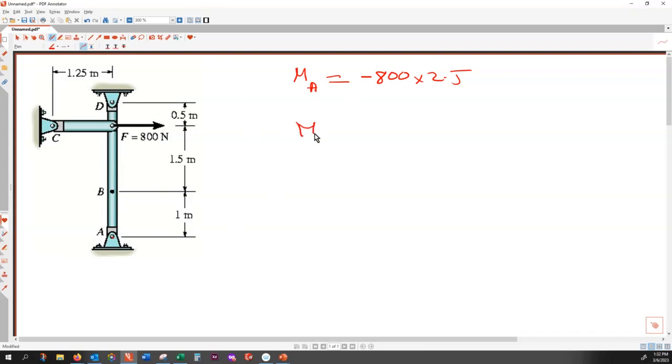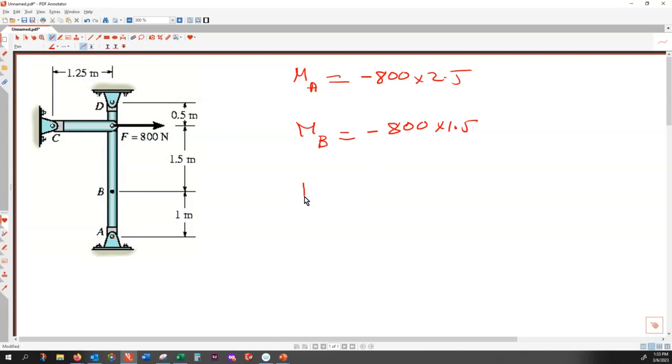What is the rotational effect with respect to point B? That is again 800. What is the shortest distance? Darcy? Daniel, what is the shortest distance with respect to B? So thank you, Porty, that's 1.5. And again, that is going to be negative.